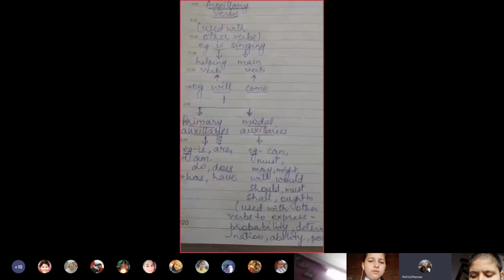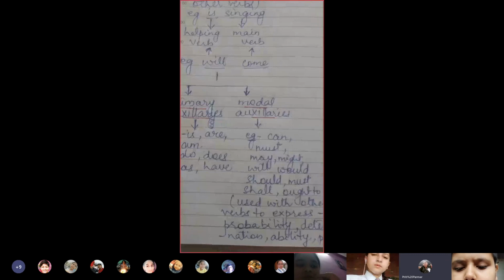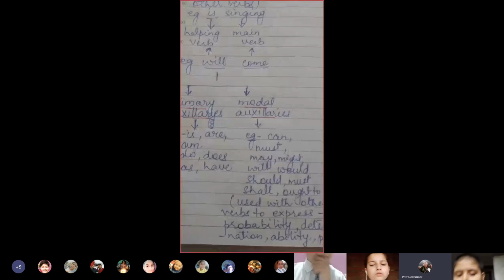Further, auxiliary verbs are divided into two parts: primary auxiliaries and modal auxiliaries. Primary auxiliaries are the basic keywords which are used as helping verbs: is, are, am, do, does, have, etc. And the past tenses of it would be was, were, did, had, and so on. Then the modal auxiliaries are words which express probability, permission, ability, possibility, and determination, and these are keywords which need to be learned: can, must, might, will, would, should, shall, ought to. So these are the first categories which we have dealt with right now.